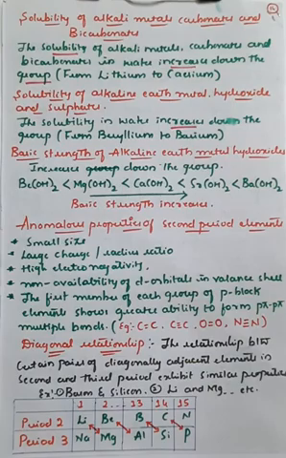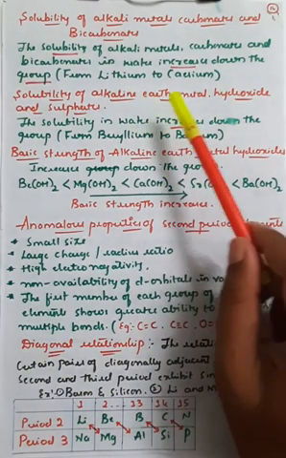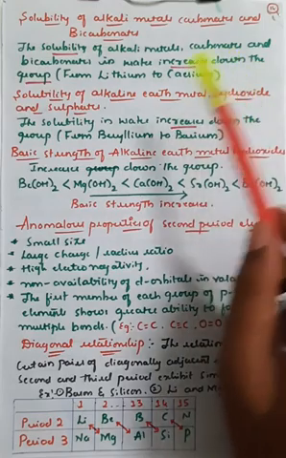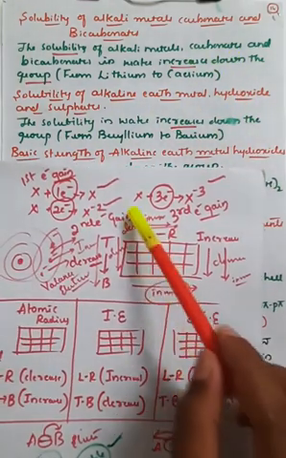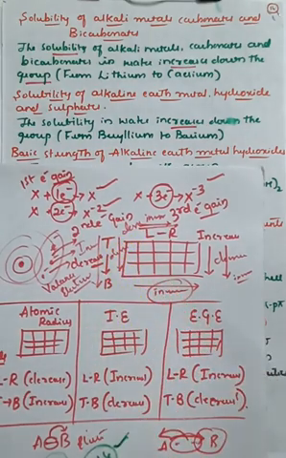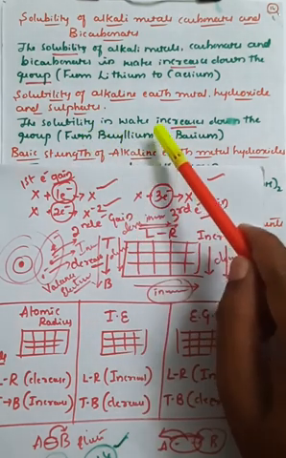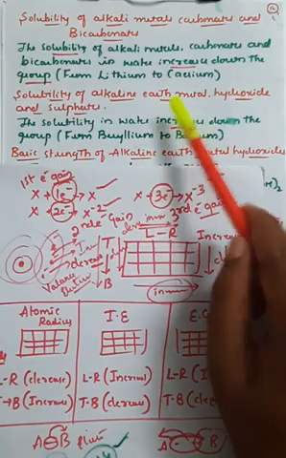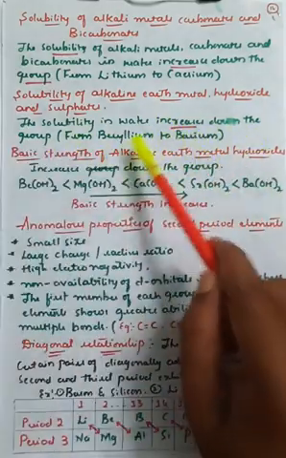So even the solubility of alkaline earth metal hydroxides and sulfates, right? Whenever you look from top to bottom in the periodic table, that value also goes on increasing, which means the first element has very little capability to dissolve or mix with water, but as the atomic number increases from top to bottom in the group, the solubility also goes on increasing. Therefore, the solubility in water increases down the group from beryllium to barium.